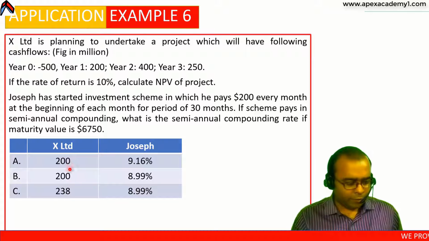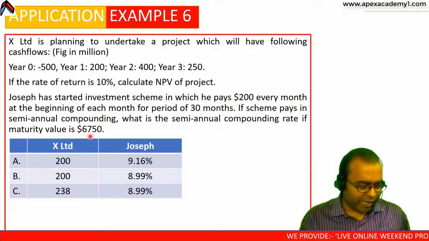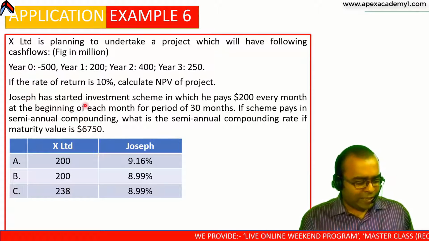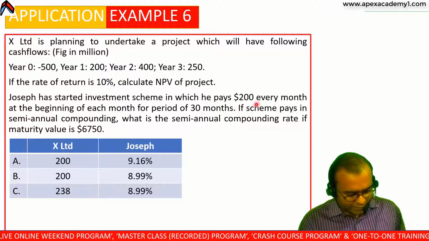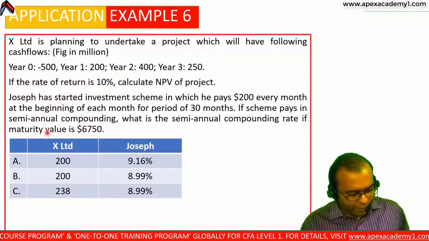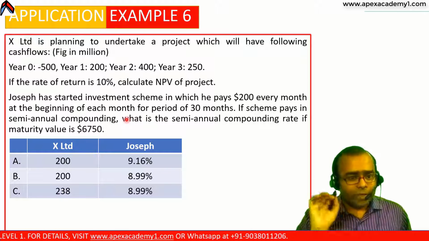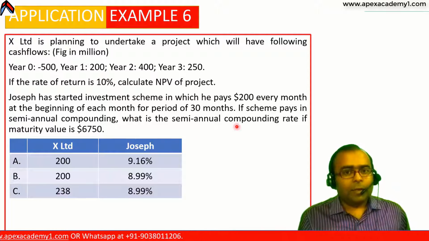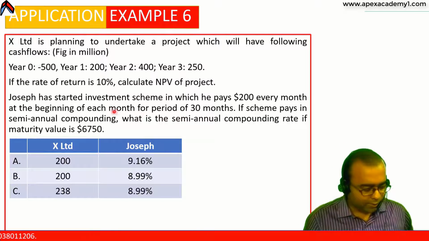However, again we have two options. So should I proceed ahead and solve the second part? Yes, sir, there is no alternative we have. Joseph has started an investment scheme. One second, what is it asking for? What is the semi-annual compounding rate if maturity value is 6750? Okay, it is asking me to calculate the semi-annual compounded rate. So it is basically asking me to calculate BEY types, I would say.